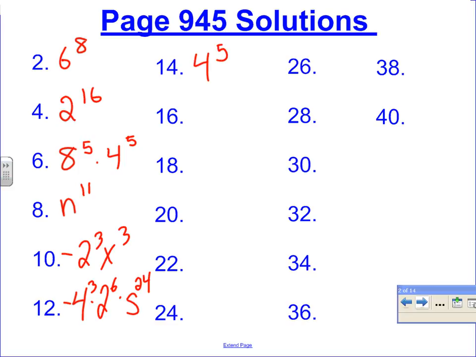Garrett, number 16. Okay, Amanda? Good, 10 to the 5th. Garrett, you want to try 18? Okay, how about 20? Okay, Reno, number 18. Good. 20, Melissa?